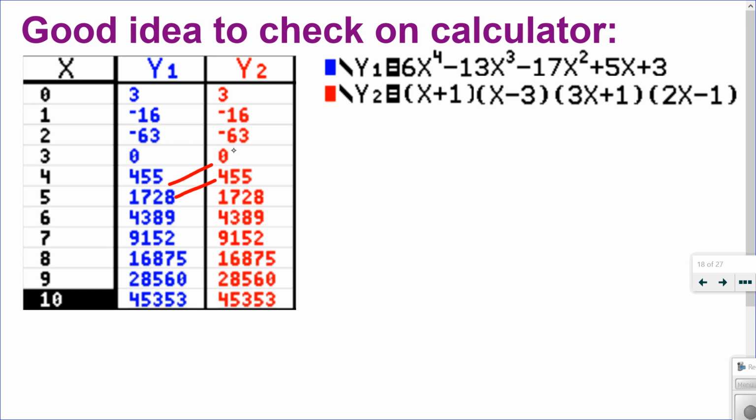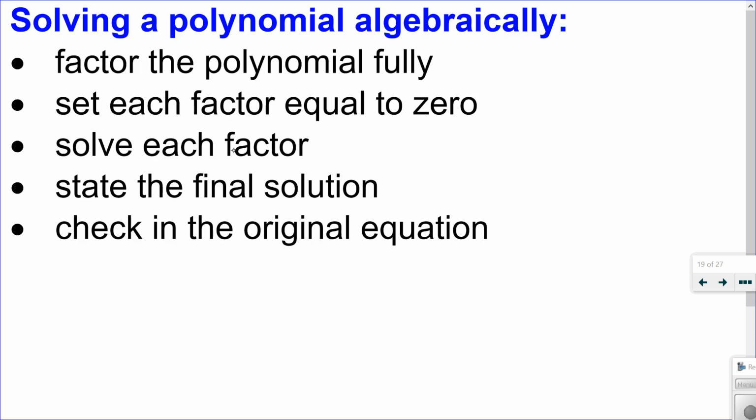So that's factoring. Solving really isn't that much more of a step. It's just one little extra step. So to solve a polynomial algebraically, you're going to factor the polynomial fully, set each factor equal to 0, and solve each factor. Then you state the final solution and, of course, check it in the original equation.